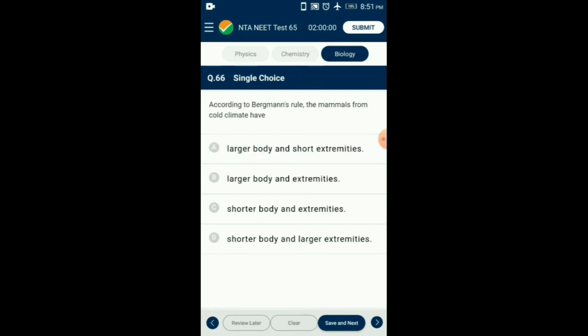Question number 66. According to Bergmann's rule, the mammals from cold climate have. Bergmann's rule states that organisms at higher latitudes should be larger and thicker than those closer to the equator to better conserve heat. And Allen's rule states that they will have shorter and thicker limbs at higher latitudes. So the answer is option A, larger body and shorter extremities.